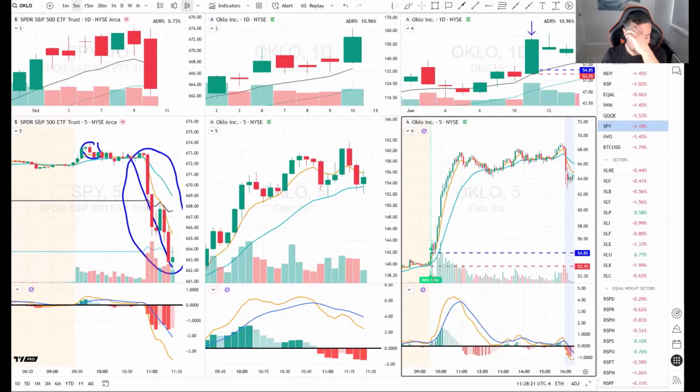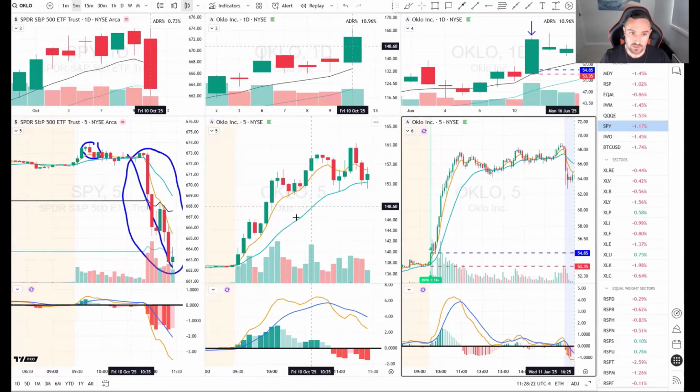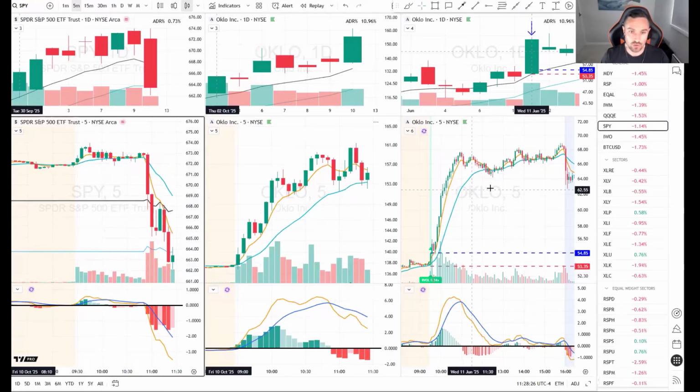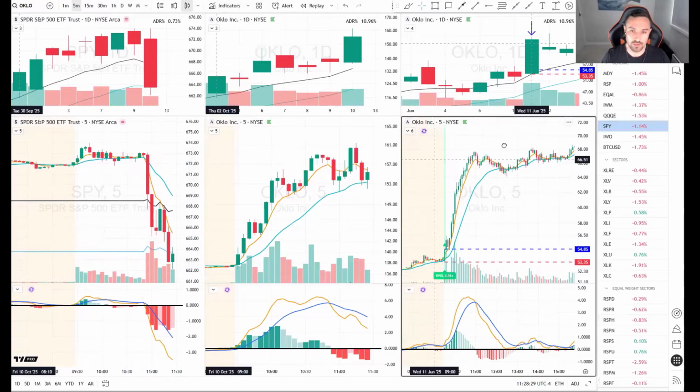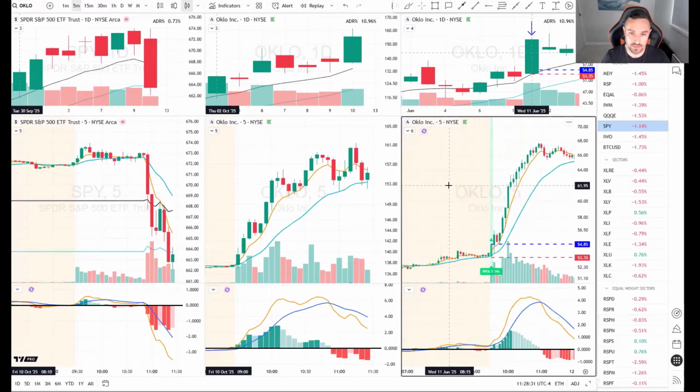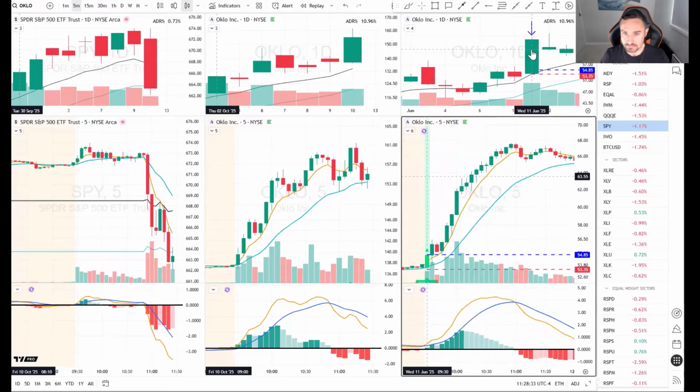Let me take you through a couple more. Hopefully it's useful. So this is Oklo. This is from today as well. So again, it's about looking for those stocks that like to ORB. I'm just going to zoom this in here, okay? This is textbook ORB stuff, okay? This is the 11th June 2025, a couple of months ago, okay?